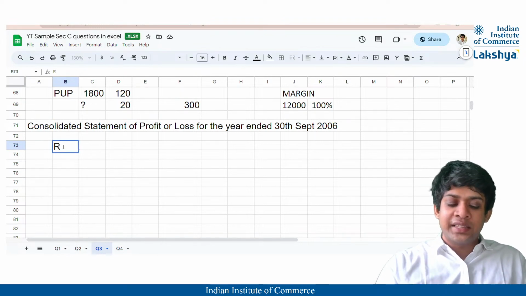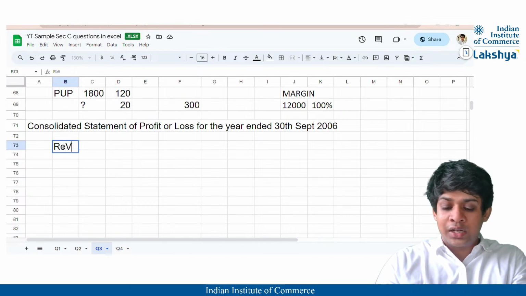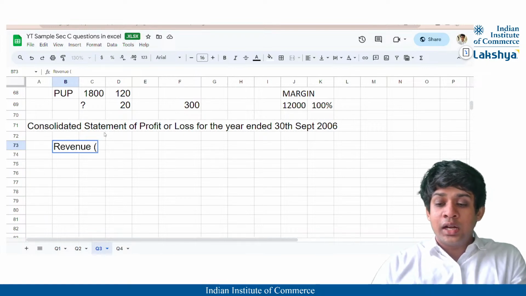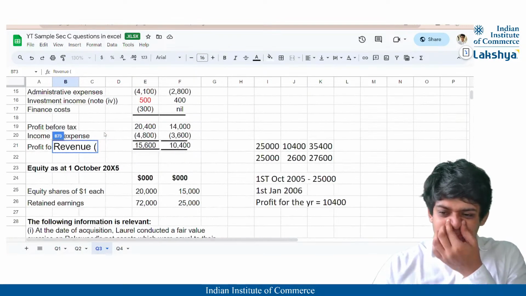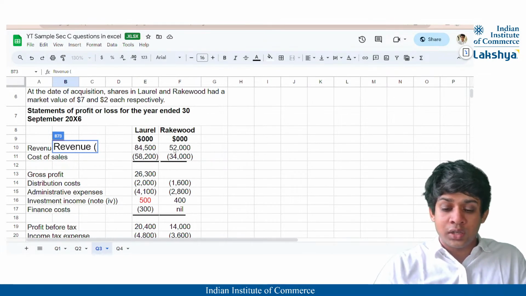So now the first thing that is there when you prepare your statement of profit or loss is the revenue that you state. So what is the revenue? The revenue of the parent is 84,500 plus 52,000.